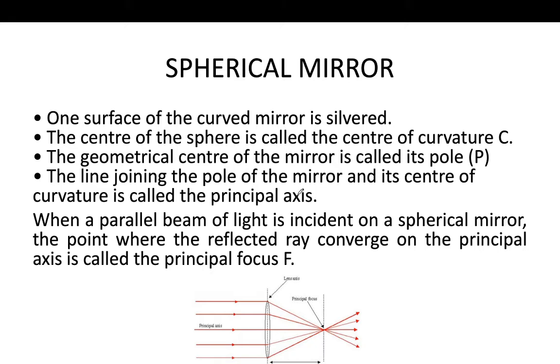The center of the sphere is called the center of curvature, that is here. The geometrical center of the mirror is called its pole. The line joining the pole of the mirror and its center of curvature is called the principal axis. When a parallel beam of light is incident on a spherical mirror, the point where the reflected rays converge on the principal axis is called the principal focus. So this is the principal focus where all the incident beams of light are joined.